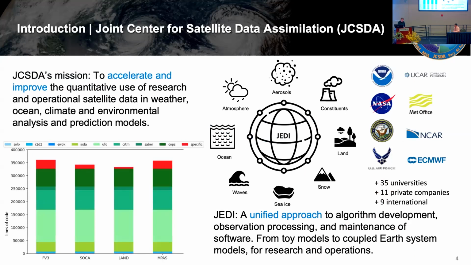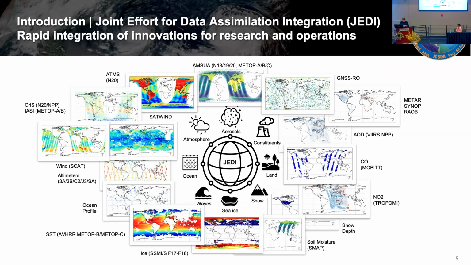And so we'll talk about the mission of the Joint Center for Satellite Data Assimilation. We are here to accelerate and improve the quantitative use of research and operational satellite data in weather, ocean, climate, and environmental analysis models. As you can see here with the lines of code that we currently have from many different collaborators and different codes that interact with the software that we generate. The main push of the JCSDA is a new platform called JEDI, which stands for the Joint Effort for Data Assimilation Integration.